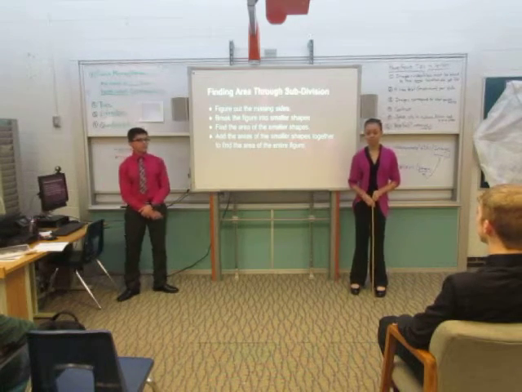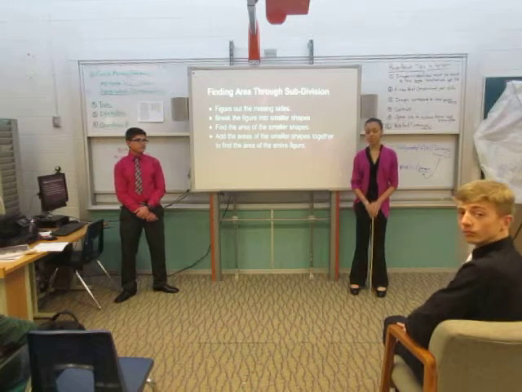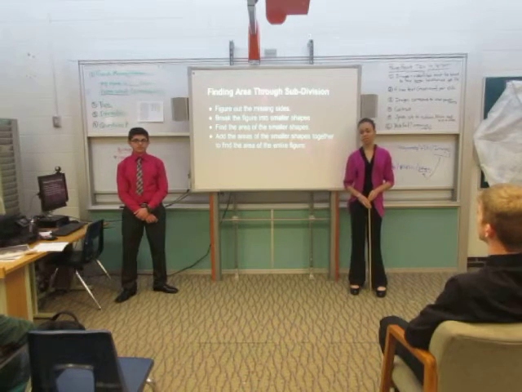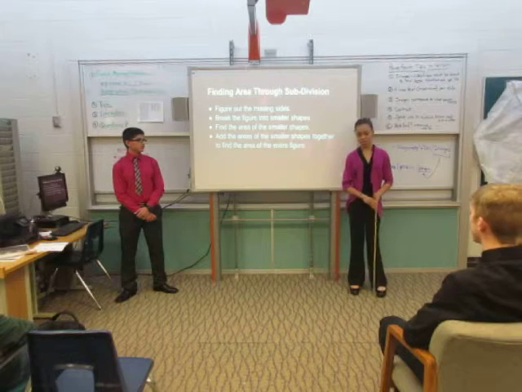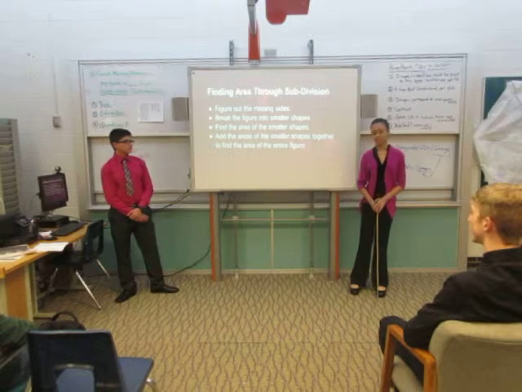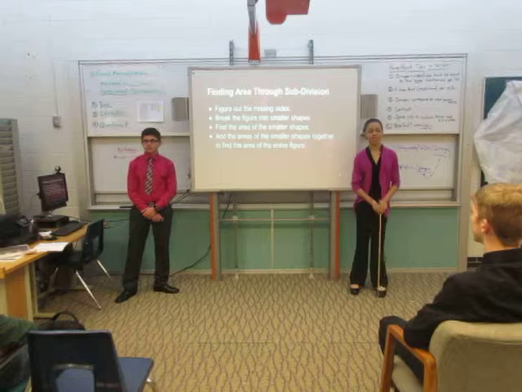In order to find the area through subdivision, you have to first figure out the missing sides, and then break the figure into smaller shapes and find the area of each shape. And then you have to add the areas together to find the area of the entire figure.